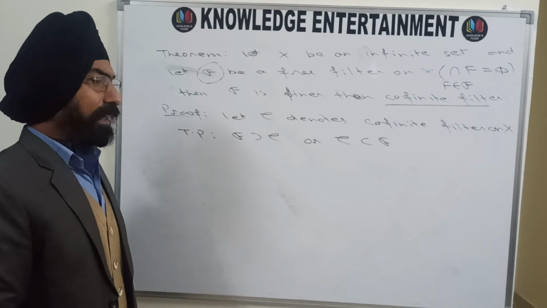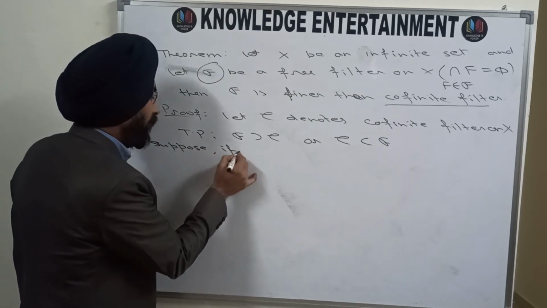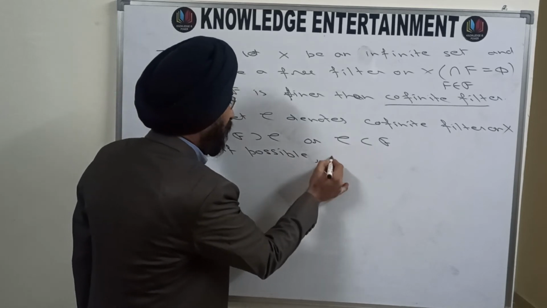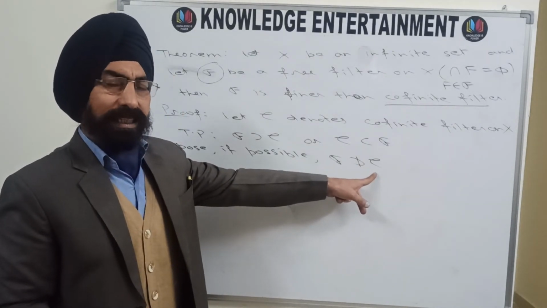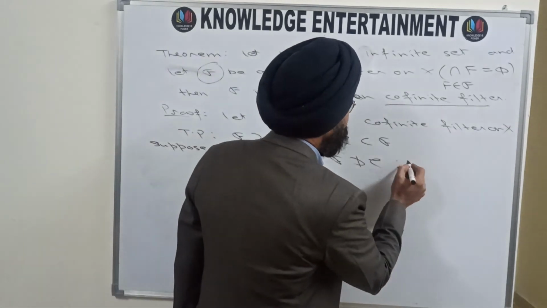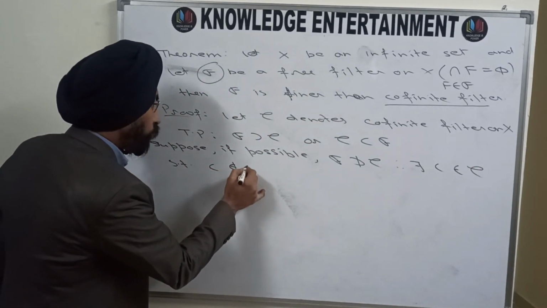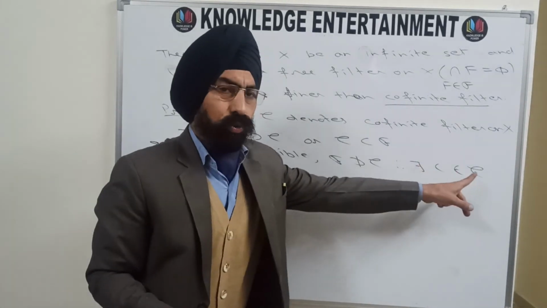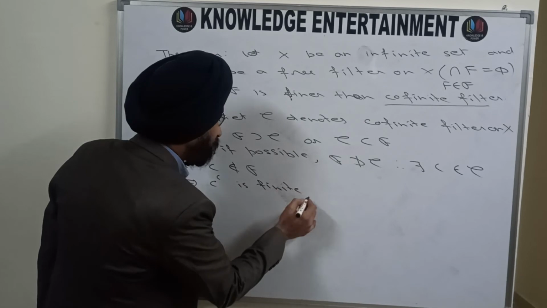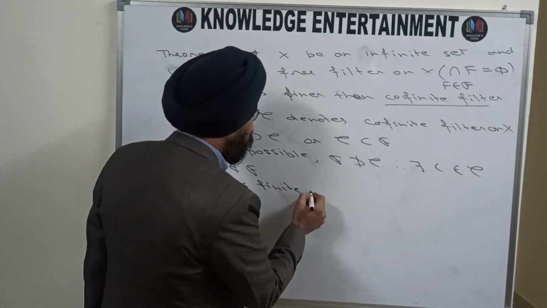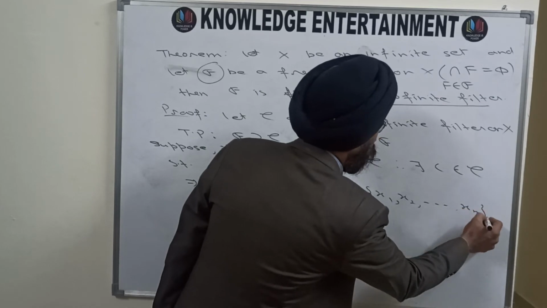We'll prove it by the method of contradiction. Suppose, if possible, F does not contain C. That means there will be a member in this cofinite filter C which will not be there in F. So there exists C belonging to the cofinite filter such that C does not belong to F. Now, C belongs to the cofinite filter means C complement is finite. Suppose C complement is x1, x2 and so on, xn.